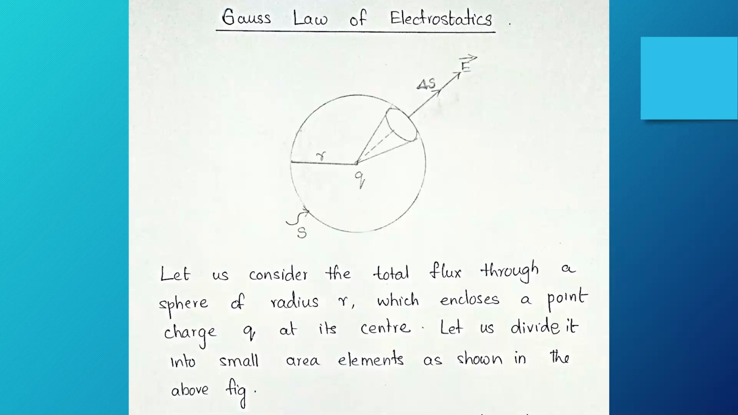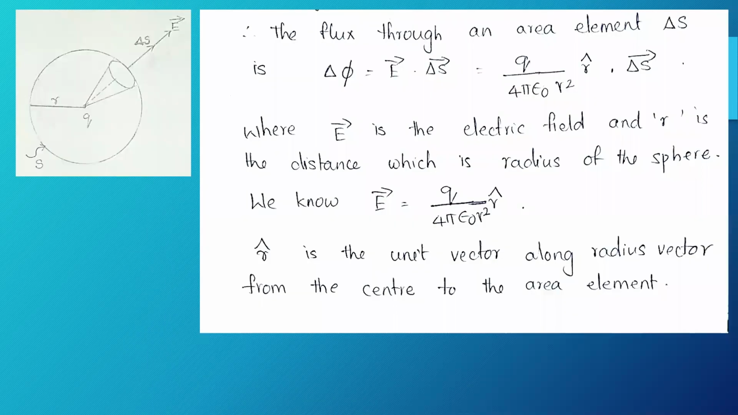To find the total flux through the sphere, first let us divide it into small area elements as shown in the above figure. You can clearly see in this figure, delta S is a small area element. One area element we have shown in the figure. Like that, the whole surface of the sphere we have to divide into small areas. Those are nothing but delta S. After dividing it into small areas, we have to calculate the flux through each area element delta S.